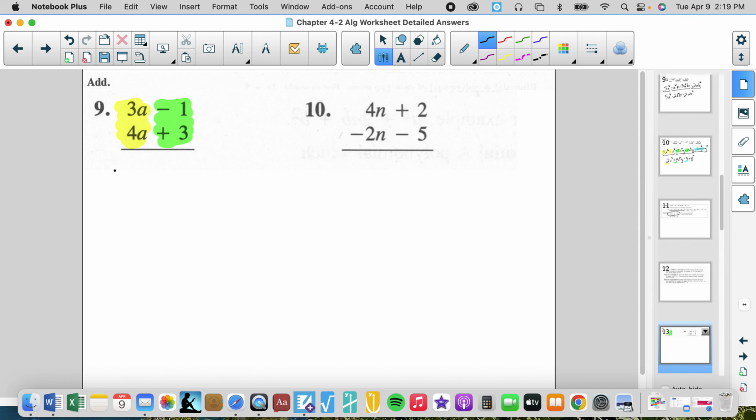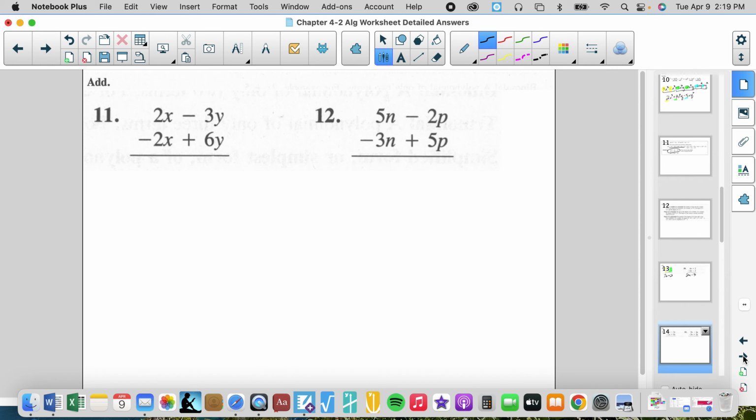3a and 4a makes 7a. Negative 1 and positive 3 makes positive 2. That gives me 2n minus 3. And it's that easy, that fast. These are going to cancel, and this is going to be 3y. That's 2n plus 3p.